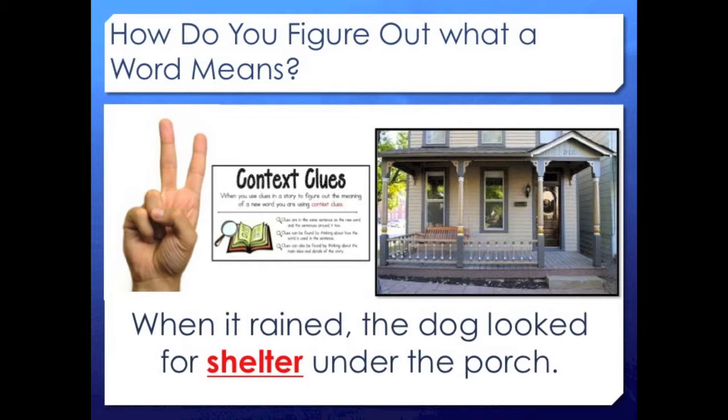You might even do a think aloud. I know that if you don't want to get wet outside when it rains, you need to get under something. In this sentence, the dog went under the porch to stay dry, so shelter must mean something that protects you. Yes, that makes sense in this sentence.